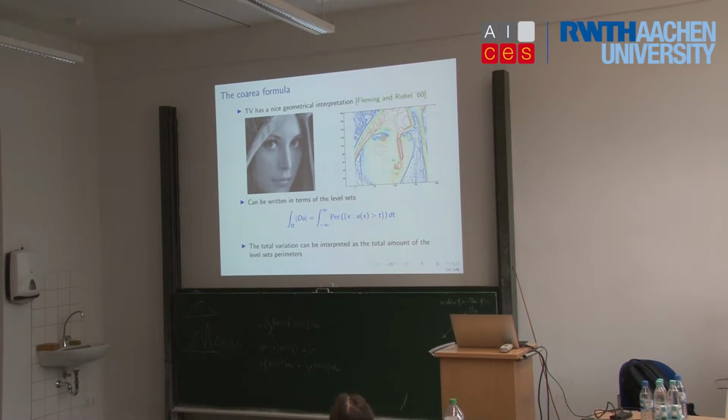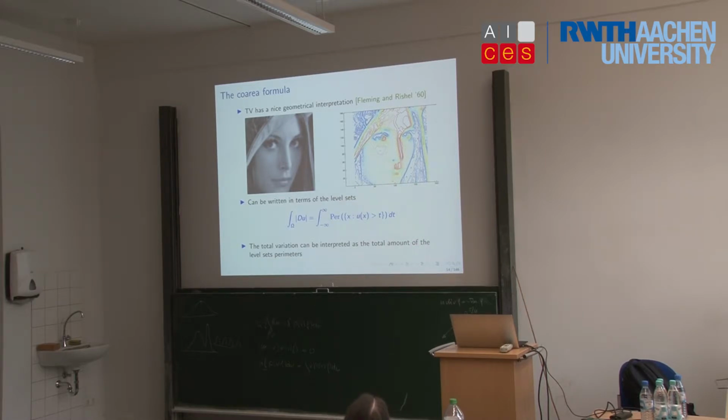And then it turns out that the total variation is nothing else than integrating up across all different thresholds the length of all these boundaries, so the perimeters of all these boundaries. So it means taking the length of this guy plus this guy, always of course weighted by dt. dt is the step in the thresholding, infinitesimally small. And when you do this, what you obtain is exactly the total variation. So the total variation can also be interpreted as the total amount of the level set perimeters.